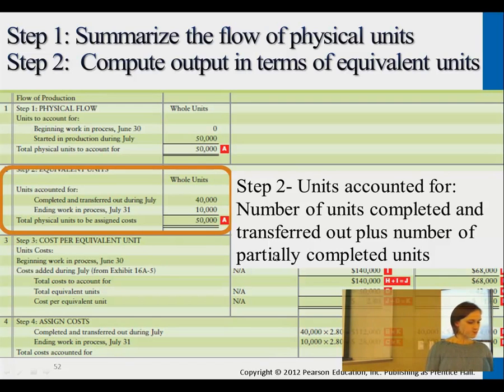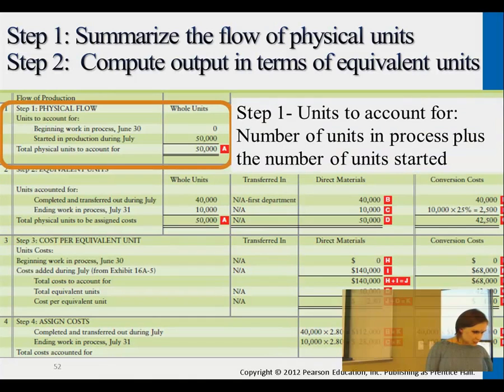Okay, so let's look. Here you go, you can see it right here. Our conversion, do you see here? We have 10,000 multiplied by 25%, which is 2,500. We have completed and transferred out during July 40,000, so our conversion cost is 40,000, we were done with it. And now we're going to add this 2,500, so our conversion cost at the end is 42,500. I moved it back to step 1 so that we can see this conversion cost calculation. We're still on step 2 here.